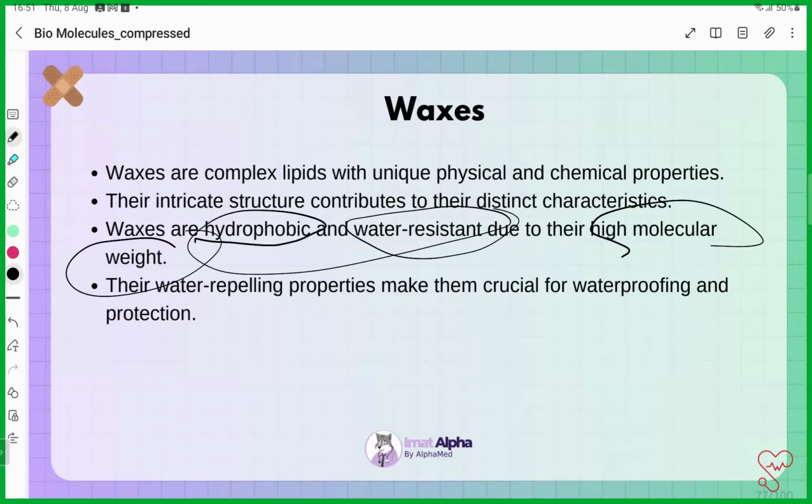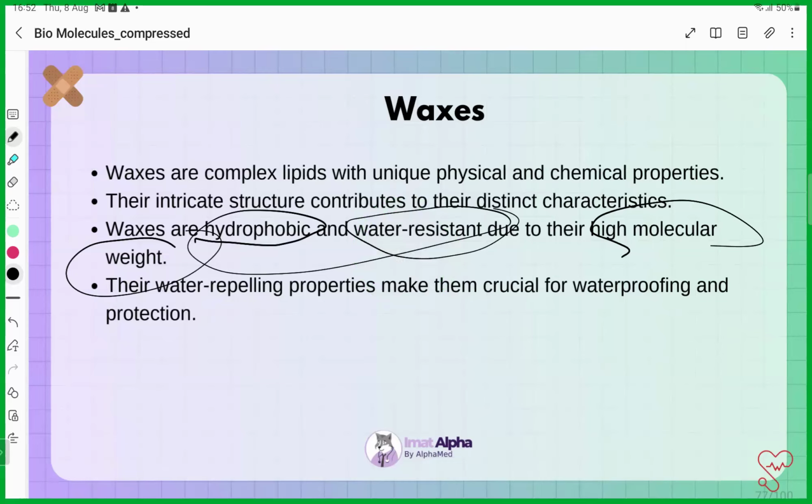Let's speak about waxes. Let me give an example. Let's say Vaseline. Vaseline is a kind of wax. So when you put Vaseline on your skin, and then you put your hand under water, you will find out that water is not entering your skin. The water is creating bubbles on your skin. So why? It is because they are super water resistant and they have very high molecular weight and they are hydrophobic.